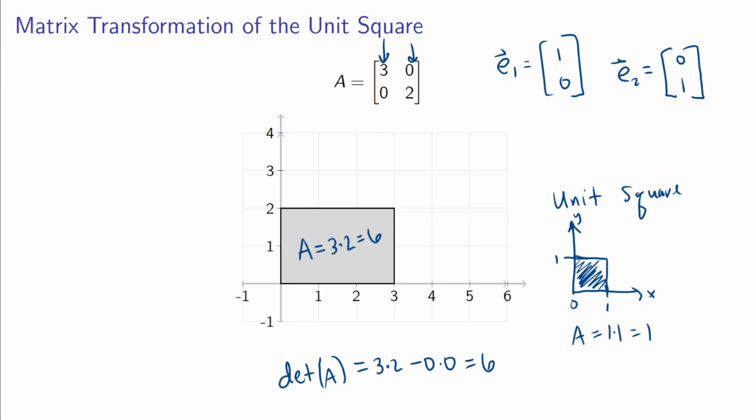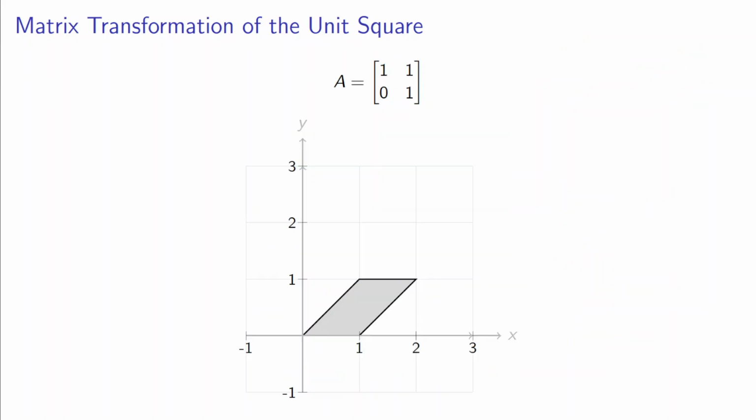So you can see that, at least in this case, and we're going to see more examples to hopefully convince you that this is true in general, the determinant of a 2 by 2 matrix can be interpreted as how much the area of the unit square gets scaled under the transformation of this matrix. So let's take a look at another example here.